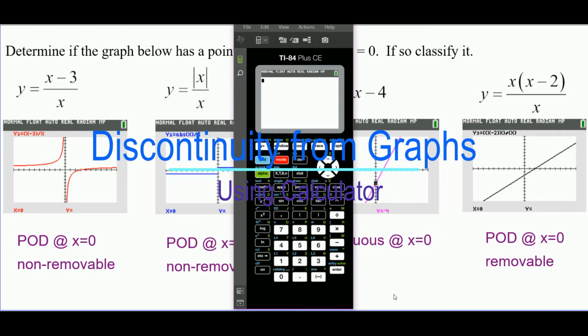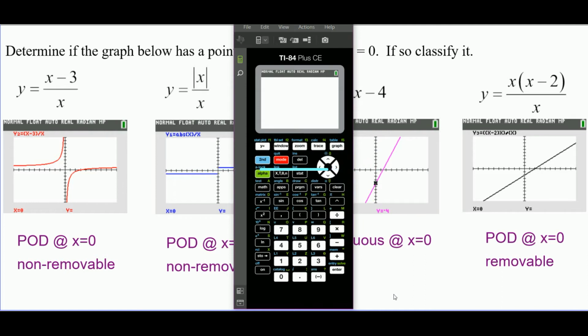In this video, we're going to look at determining if a graph has a point of discontinuity at a specific x value. So we're going to do this using the calculator. So we'll practice testing for points of discontinuity using the calculator. So looking at this first example here, we're going to take a look at the graph.